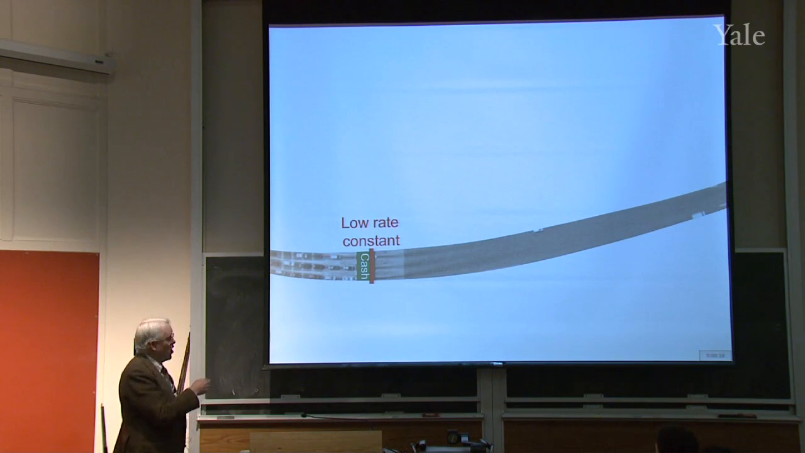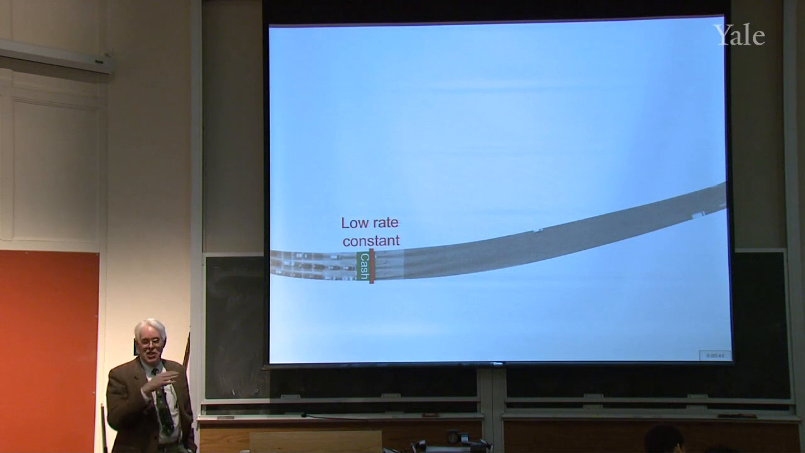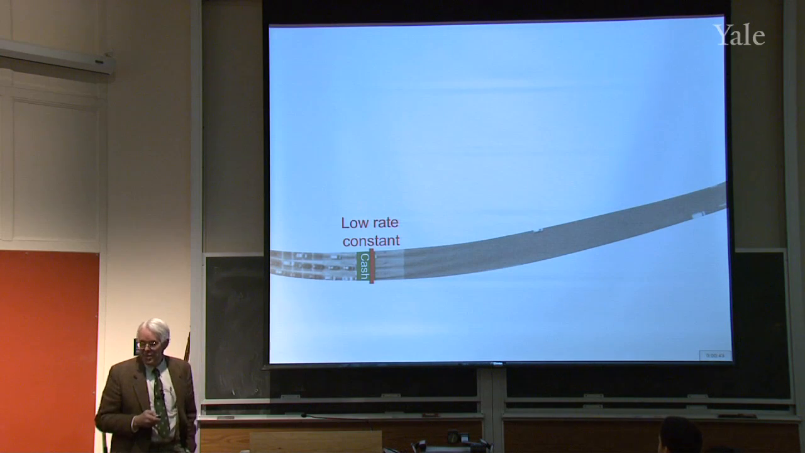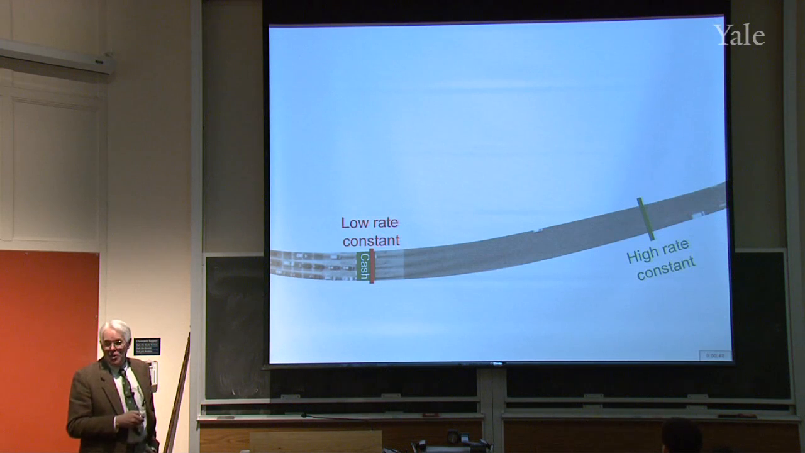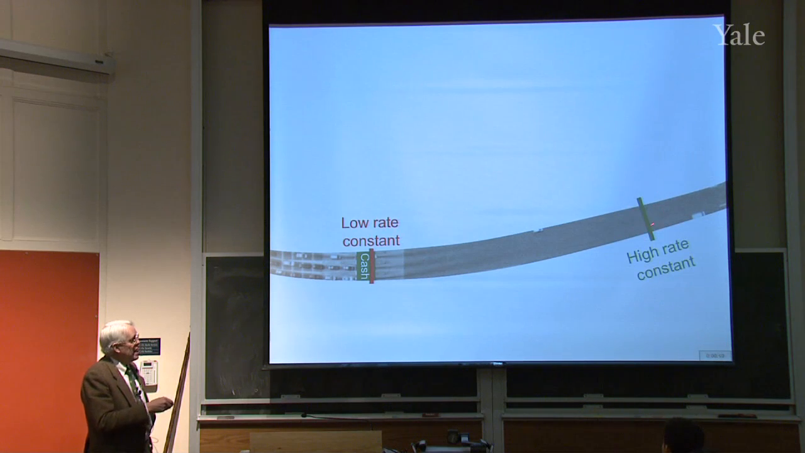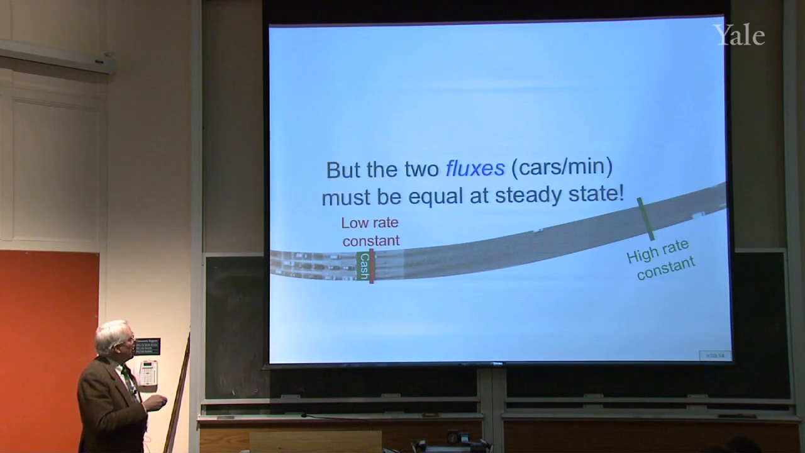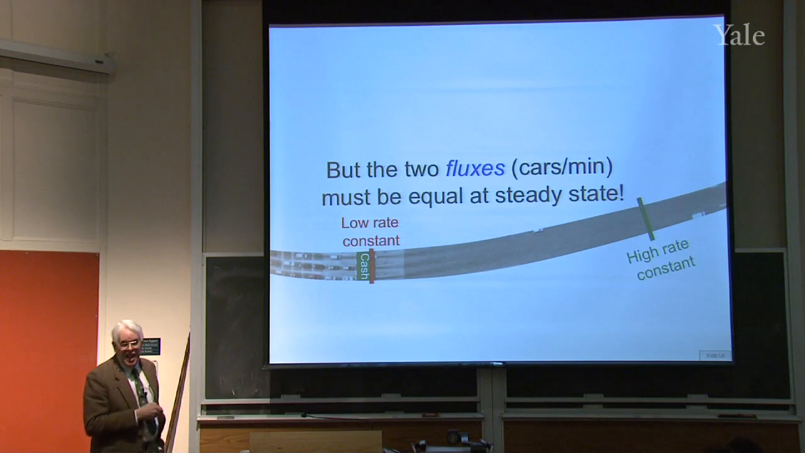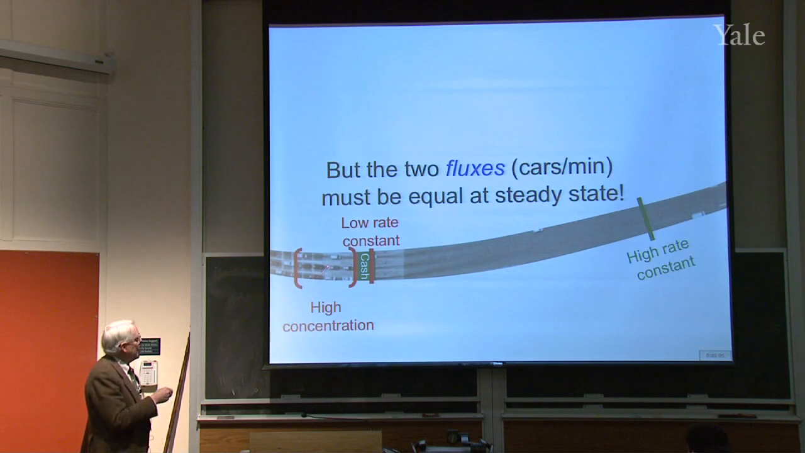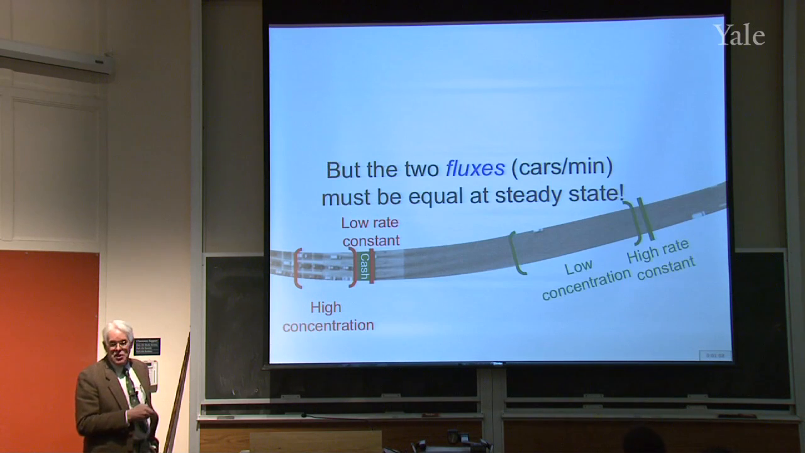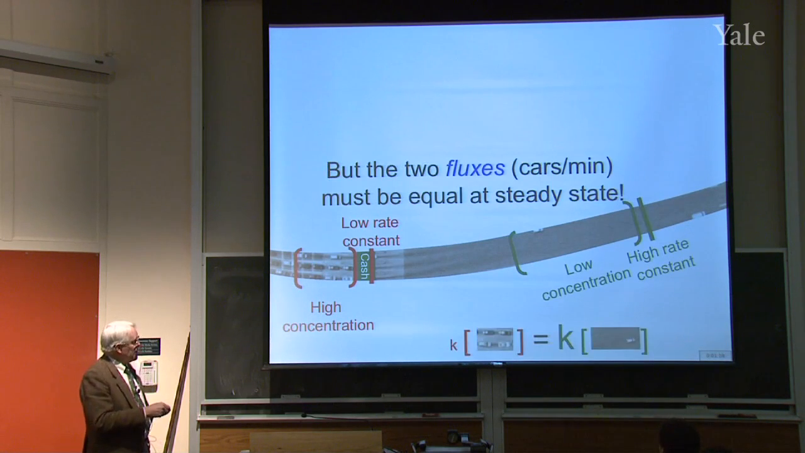You've got lots of starting material building up its concentration trying to get through paying. Okay? But once they get through, they can accelerate and go on fine, right? So here you have a high rate constant, here you have a low rate constant. But the number of cars per minute, the fluxes here and here are the same, right? The cars that come here also end up here. So the point is that here you have high concentration, here you have low concentration. But the rates are the same.